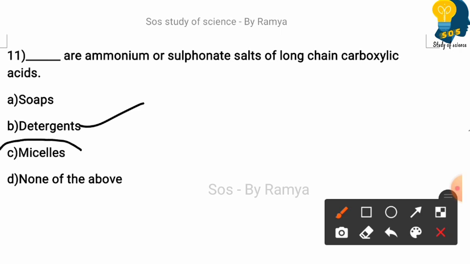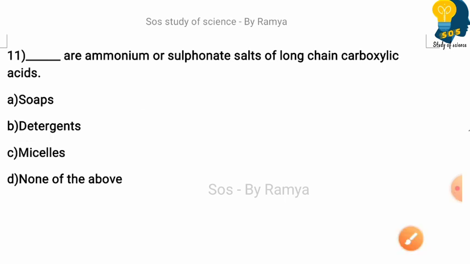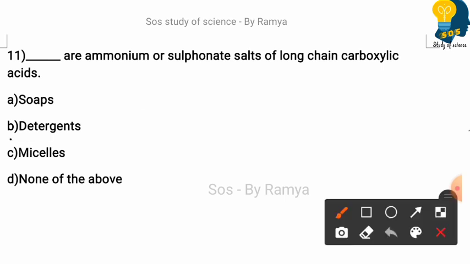Micelles means it is a cluster. And none of the above we cannot take because the answer is given here. So the correct answer is option B, detergents. And this is the definition for detergents.